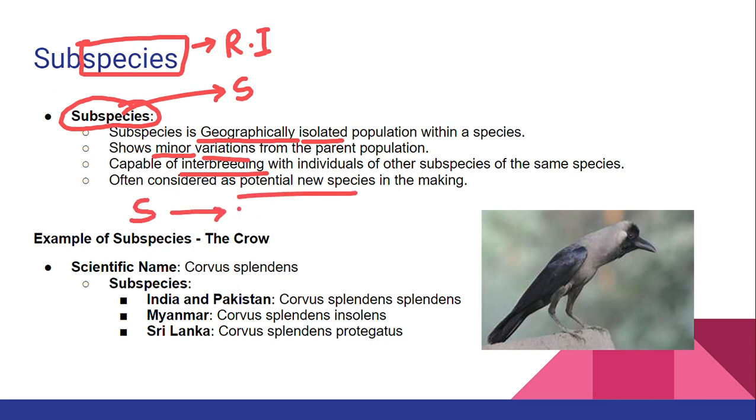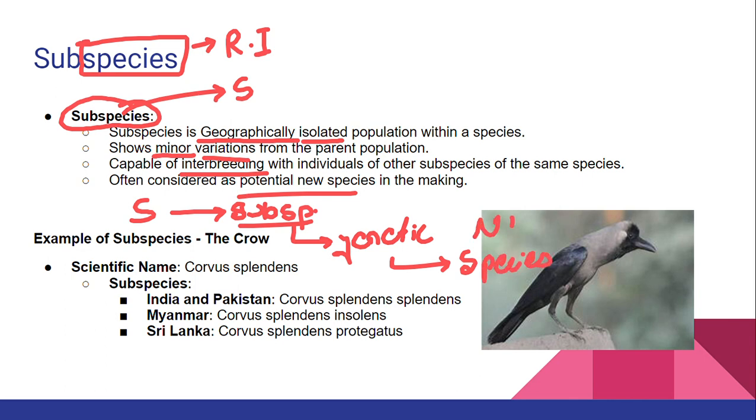Often considered as a potential species. One species is there, geographically they are isolated, so that means it will become subspecies. And when I talk about the subspecies, there will be some genetic change in the subspecies. If these genes are more changed, then what will happen? It will change into another new species, okay? And this formation of new species we call speciation, right?